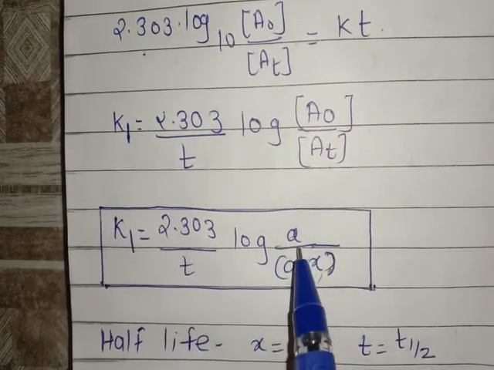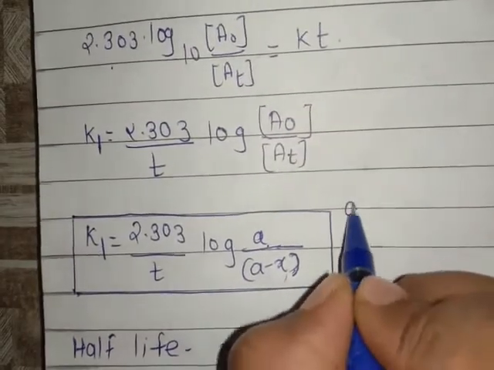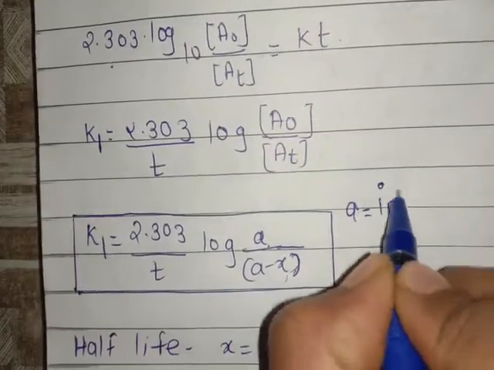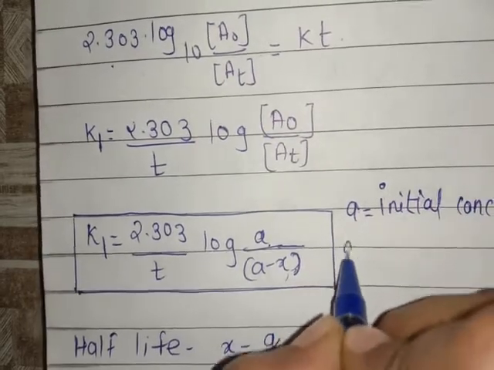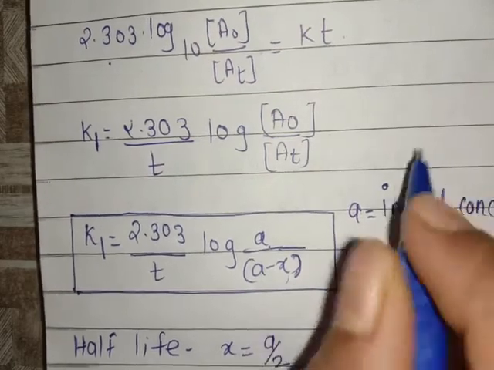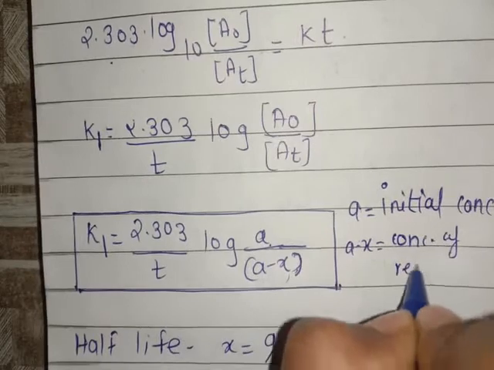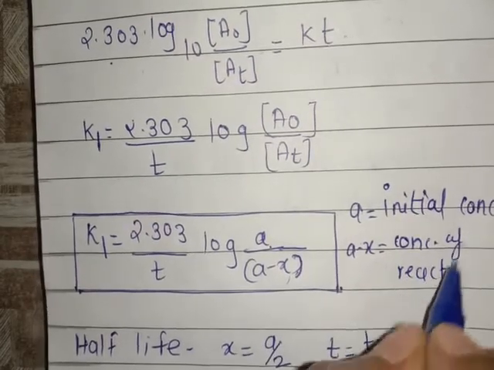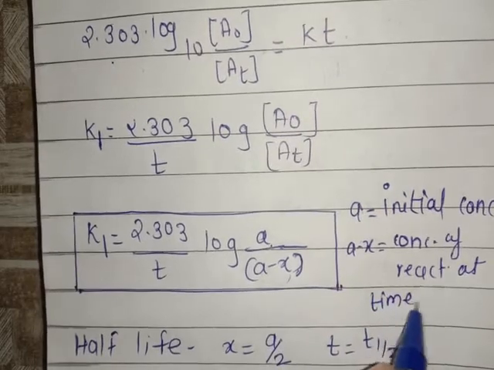So here a is the initial concentration, small a is the initial concentration, and a minus x is the concentration of the reactant at that point at time t.